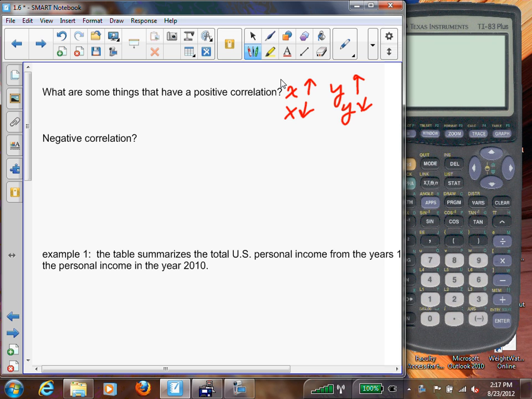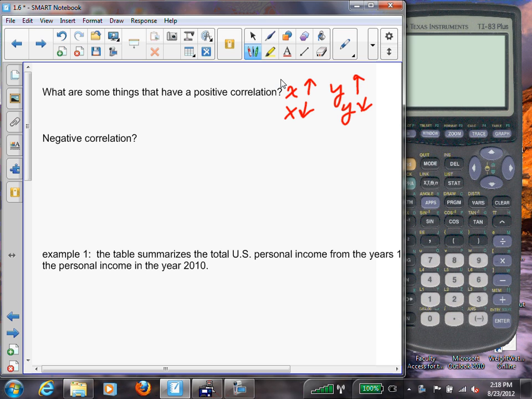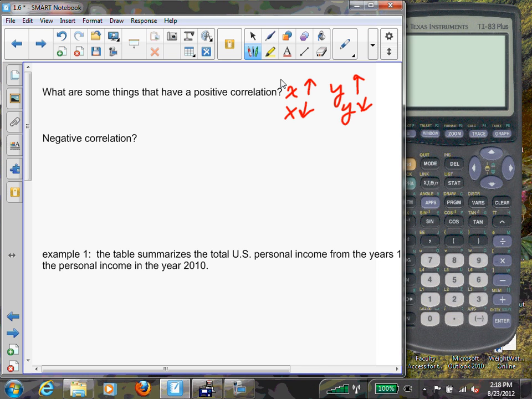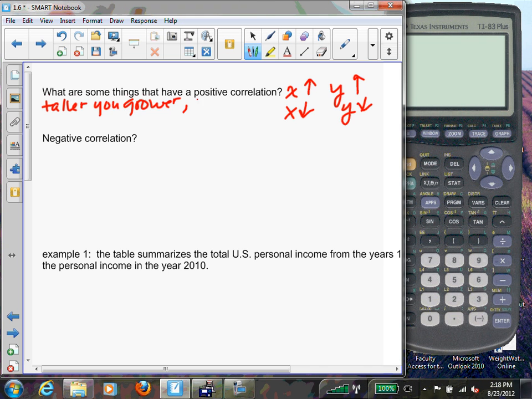Parabolas, well, sometimes there might be a positive correlation, but I'm thinking of a real world situation. For example, the taller you grow, the bigger your shoe size. Right? Your shoe size is not going to go down the taller you grow. So the taller you grow, the bigger the shoe size.